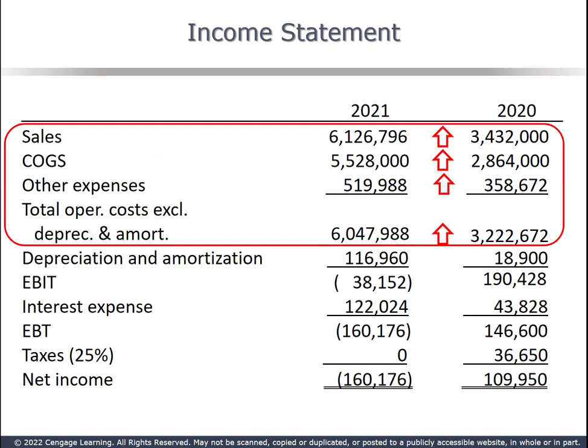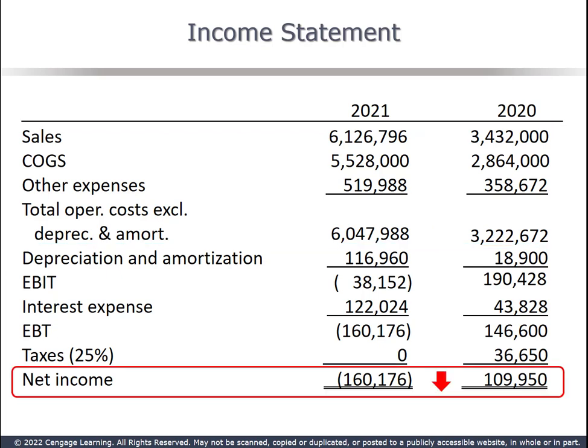DeLeon sales did increase significantly, 78% after the expansion, but cost of goods sold increased by 93%. Net income went from a positive $109,950 profit to a $160,000 loss, a swing of 246%. No wonder the board of directors are upset.